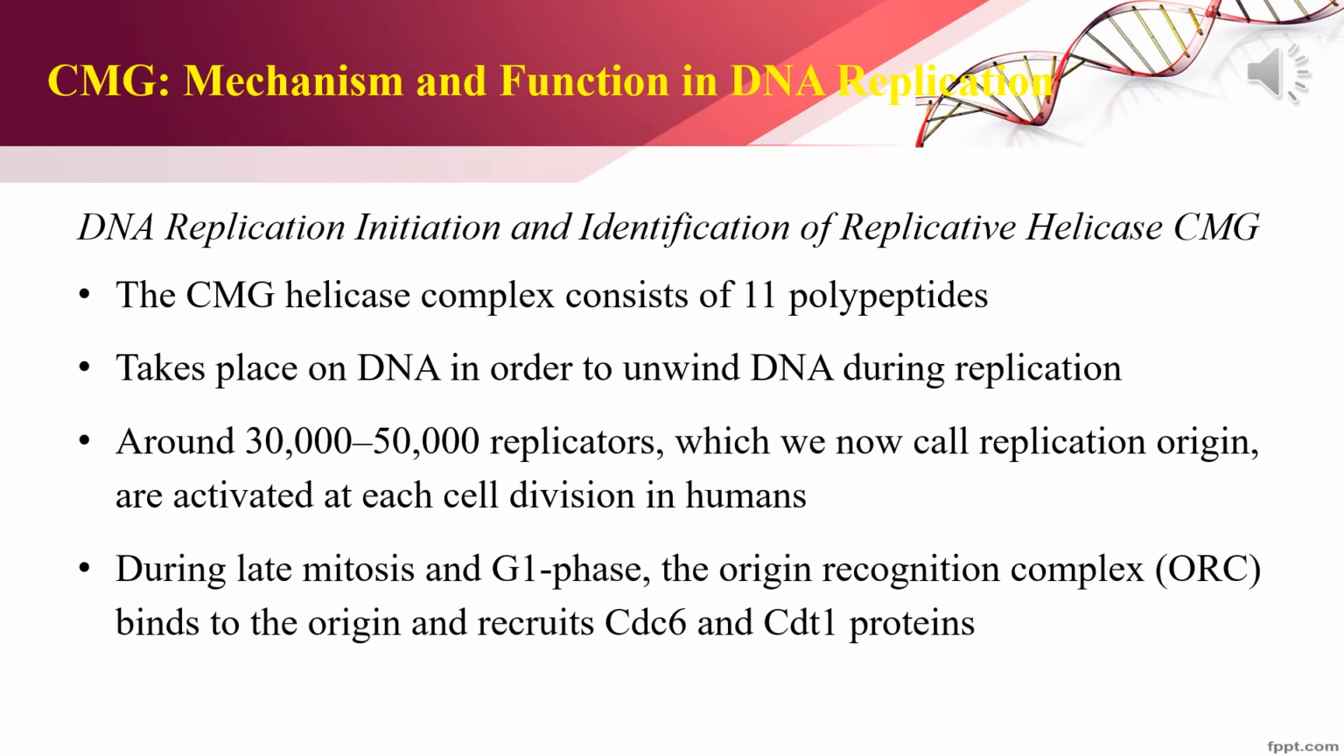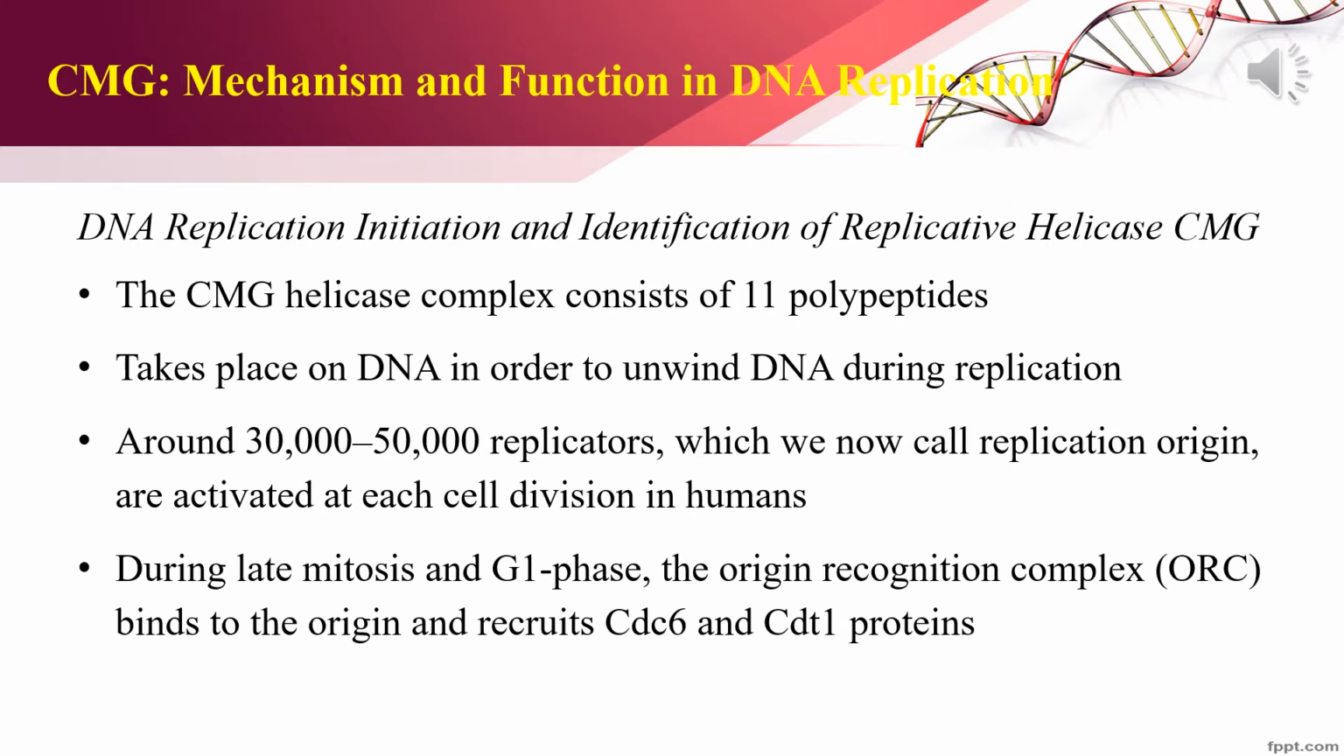DNA replication initiation and identification of the replicative helicase CMG. The CMG helicase complex consists of 11 polypeptides. It takes place on DNA in order to unwind DNA during replication. Around 30,000 to 50,000 replicators, which we now call replication origins, are activated at each cell division in humans.